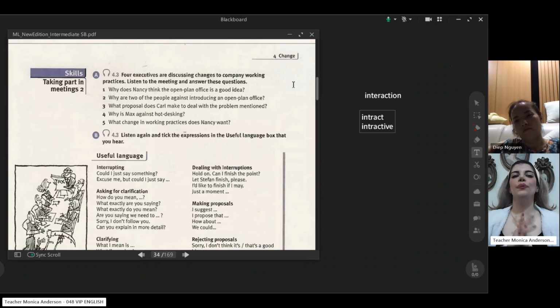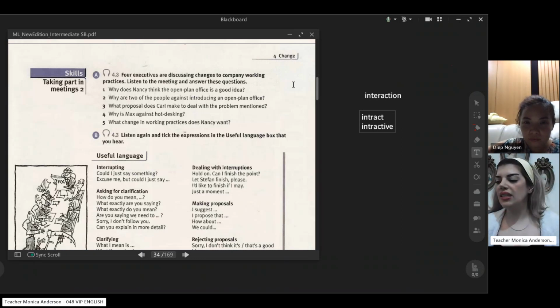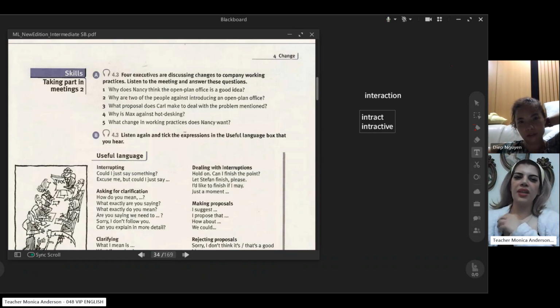Well, number two. Why are two of the people against introducing an open plan office? I heard that two people are against because they think it's not good for some private jobs. Problems of privacy, you mean? Yeah, privacy. Privacy, of course. Very good.